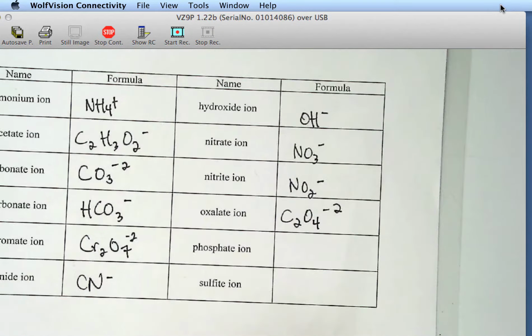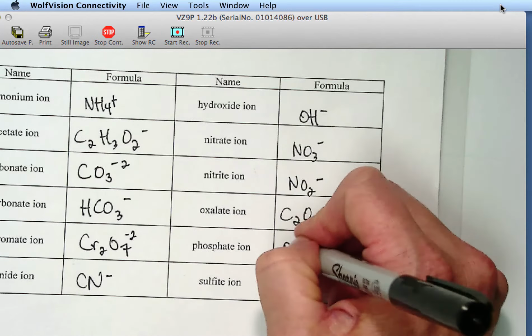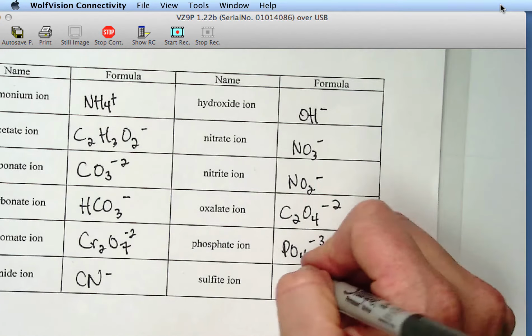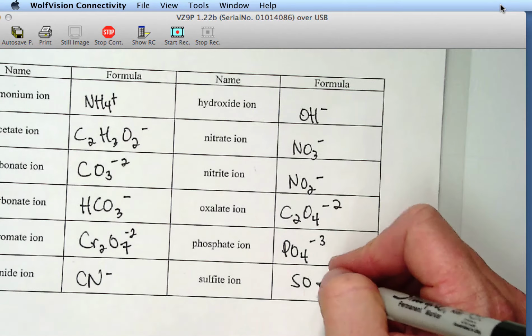Good. Phosphate ion? And then sulfite ion? SO3.